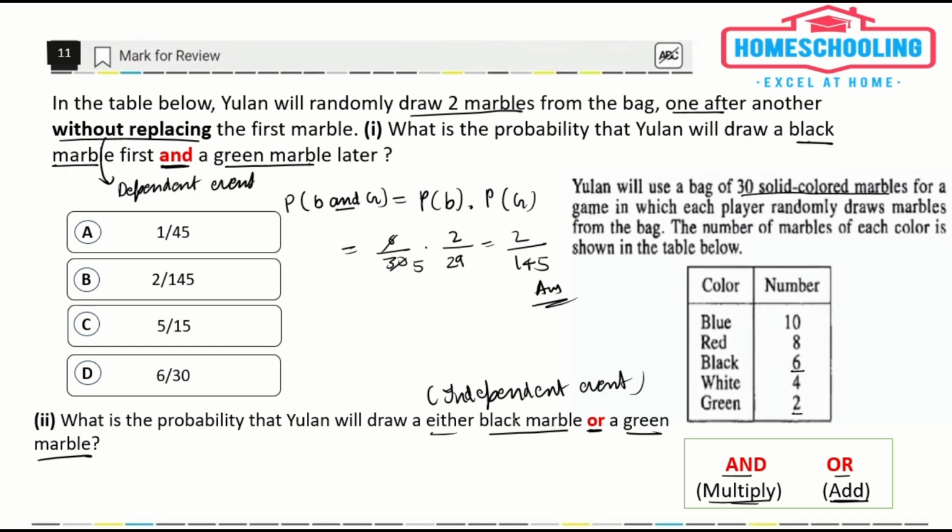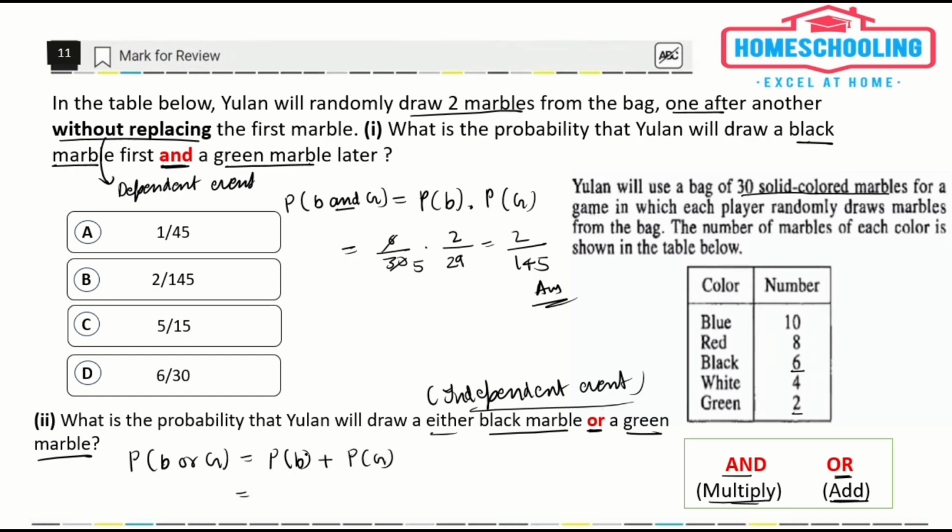Here they have to draw either a black marble or a green marble. So it is an independent event. So we're going to write it as P black or green. So it can be written as P black, and as we know, whenever "or" is given, we will add the probabilities. So P green.